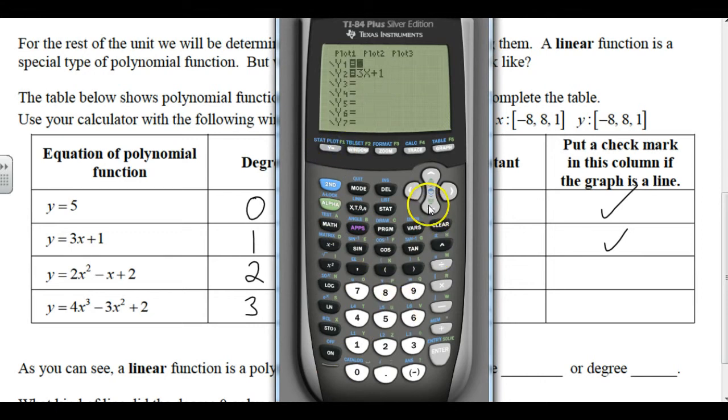We'll add y equals 2x squared minus x plus 2. That's this new one here. That is not a line, so no check there. And lastly, y equals 4x cubed minus 3x squared plus 2. This is how we put in the cubed. Graph. And we can see that's drawn, and the added one is also not a line.